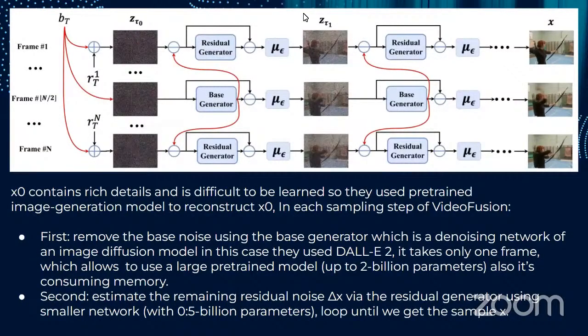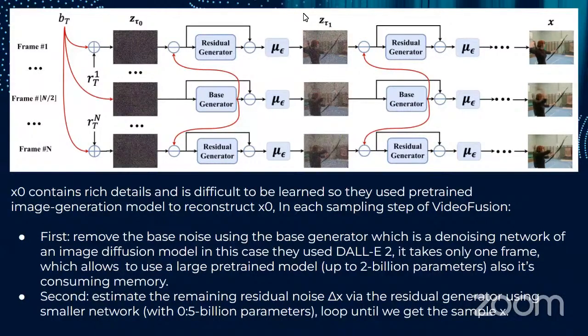So as we said before, X0 contains the most information of the video clip, but they found that it's not easy to learn. So they used a pre-trained image generation model to reconstruct this X0. They do the sampling in 2 steps. The first step is they try to remove the base noise using the base generator, which is the denoising network of the image diffusion model.